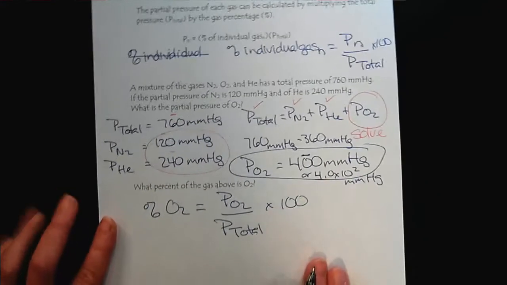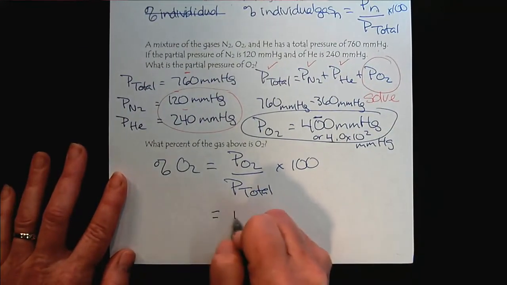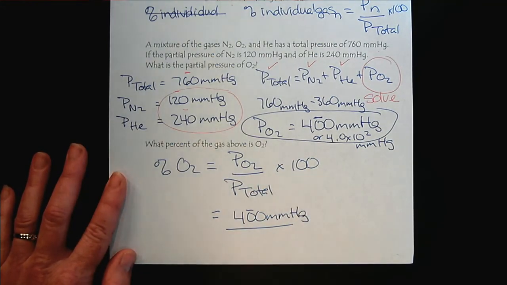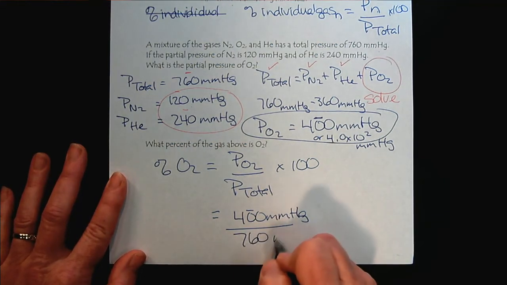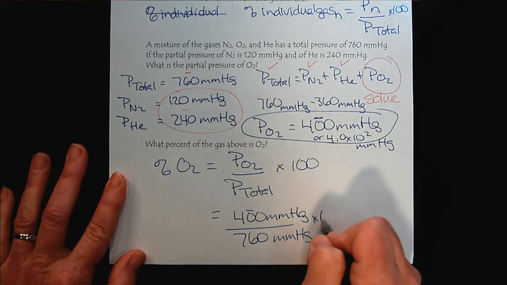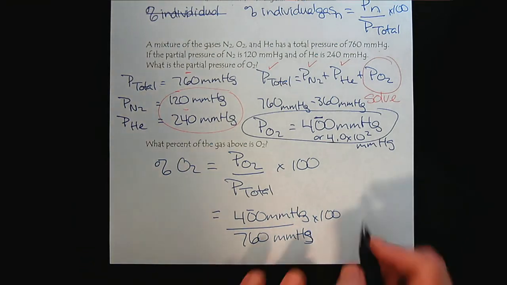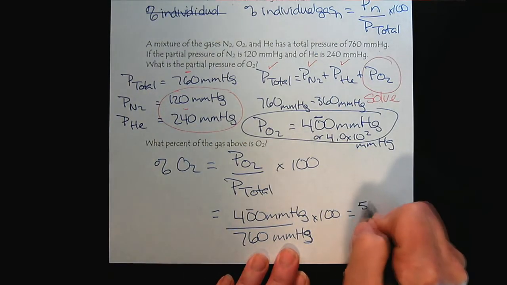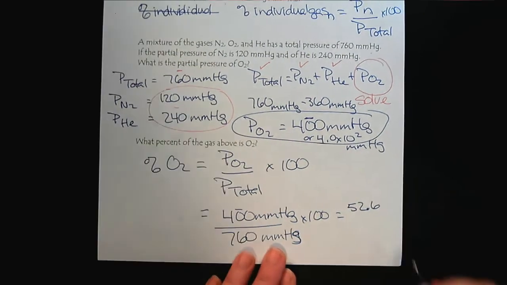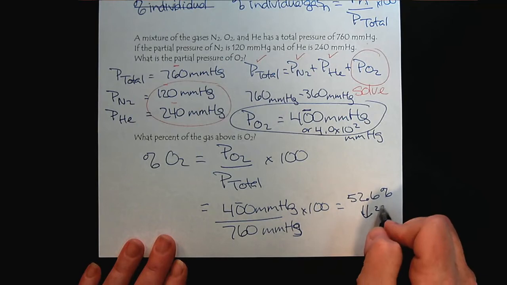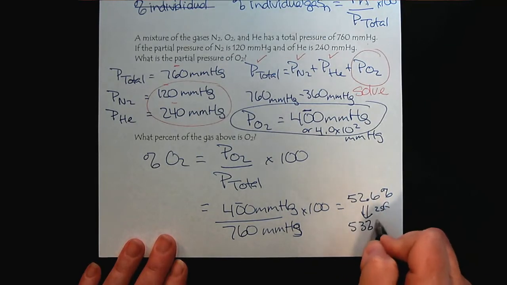Okay, so in this case, we've determined that we have 400 millimeters of mercury of oxygen, and the total pressure was 760. So we can do the calculation, and our calculator tells us 52.6%. And looking at our data, we're at 2 sig figs, so 53% oxygen.